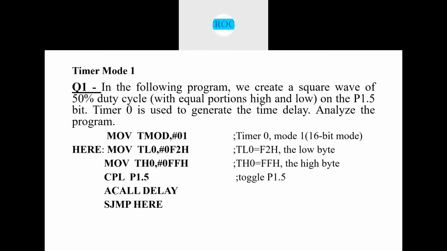Next, I do ACALL delay, then SJMP. ACALL delay means, this is an absolute short range call, and this is a subroutine that we have written. Delay is nothing but a subroutine that is written there.